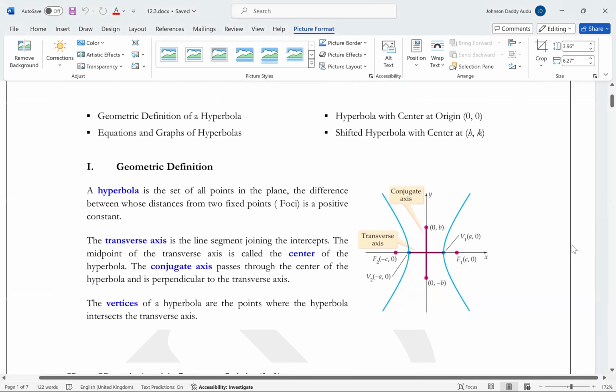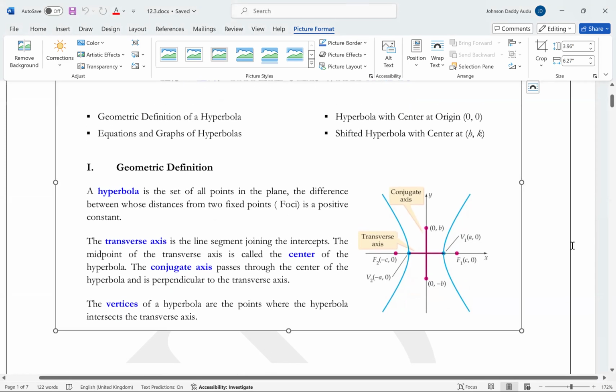Let's start with the definition of a hyperbola. We say that a hyperbola is the set of all points in a plane, the difference between whose distances from two fixed points is a positive constant. So we'll talk about that later.